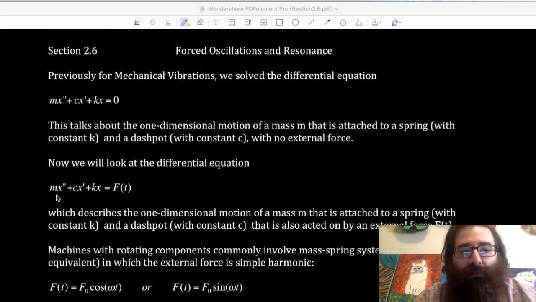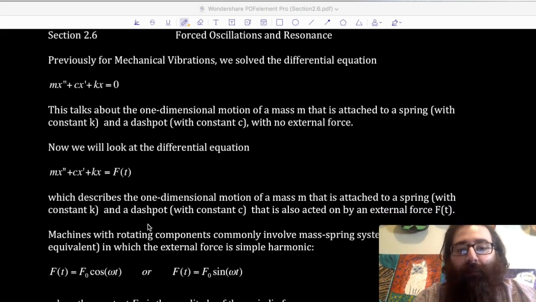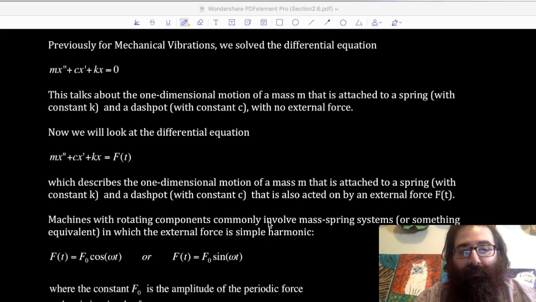We're going to look at the differential equation. Left-hand side is still the same, mx double prime plus cx prime plus kx, but now equals a function of t. So no longer is it going to be a homogeneous second-order differential equation. Now we're looking at a non-homogeneous case. And this describes the one-dimensional motion of a mass m attached to a spring with spring constant k and a dash pot with dash pot constant c that is also acted on by some external force.